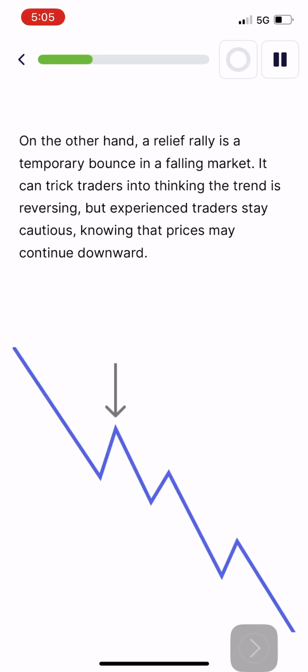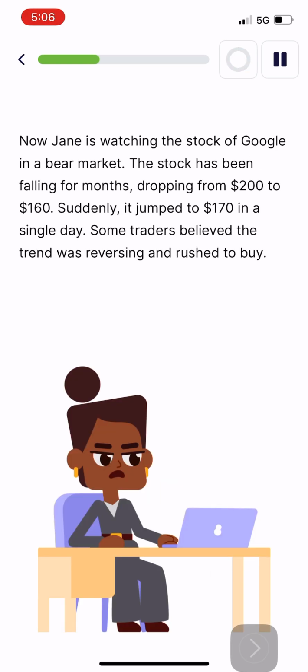On the other hand, a relief rally is a temporary bounce in a falling market. It can trick traders into thinking the trend is reversing, but experienced traders stay cautious, knowing that prices may continue downward. Now Jane is watching the stock of Google in a bear market.